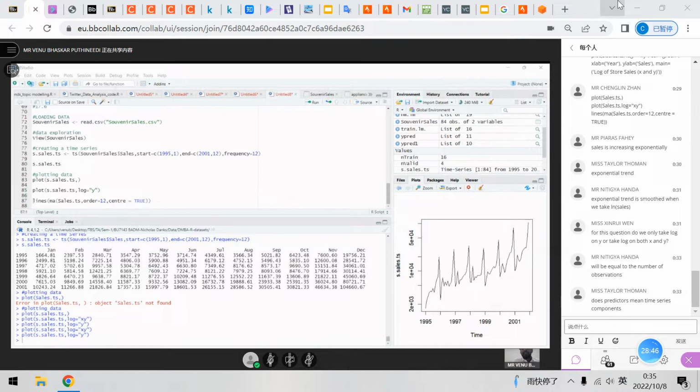Which section do we take log? It's answered. Be equal to the number of observations. No, it will not be equal to the number of observations. We're talking about the number of predictors. Predictors are different and number of observations are different.